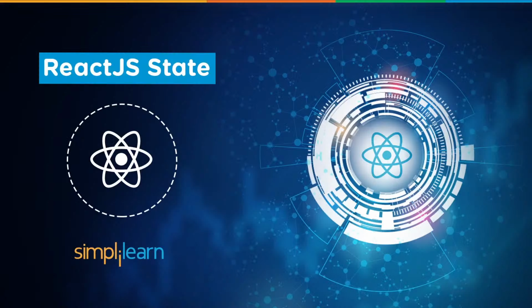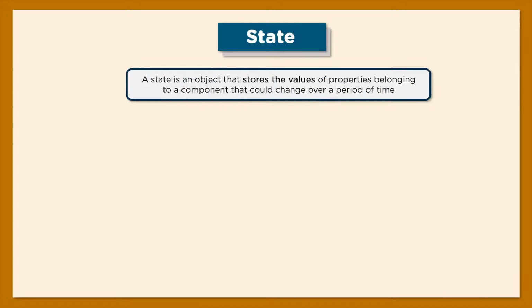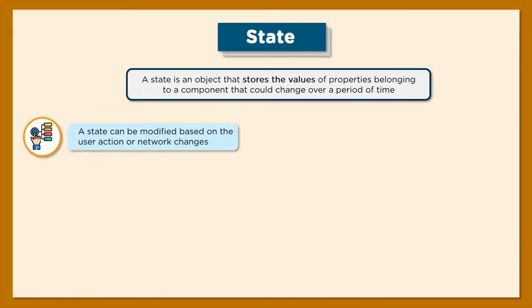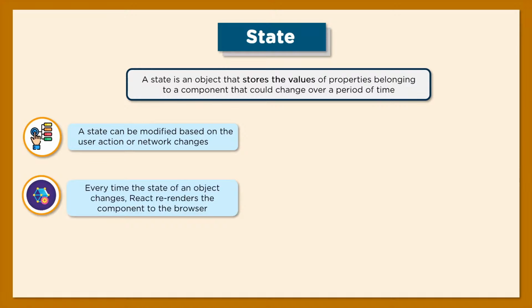Let's begin and learn what exactly is a state in React. Typically, a state is an object that stores the values of properties belonging to a component. Now, these values can change over a period of time either via user interactions or network changes. And the state helps facilitate this functionality. Every time the state changes, React re-renders the component to the browser.